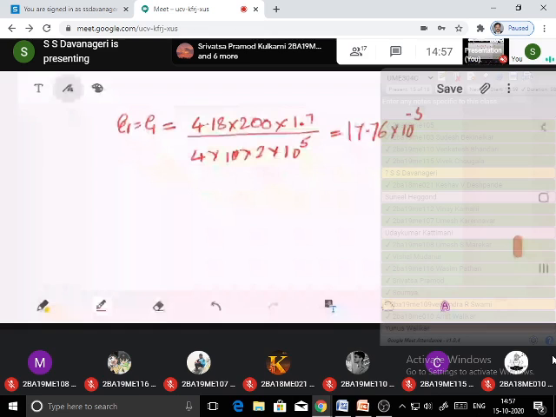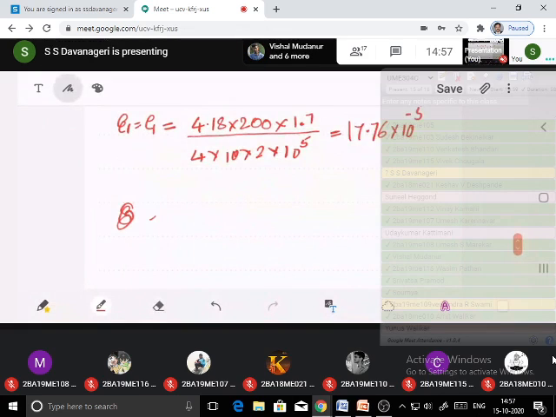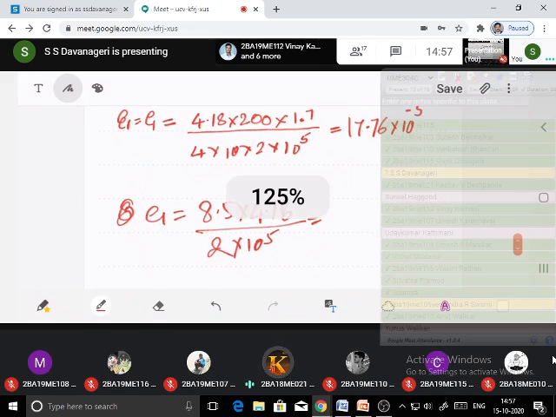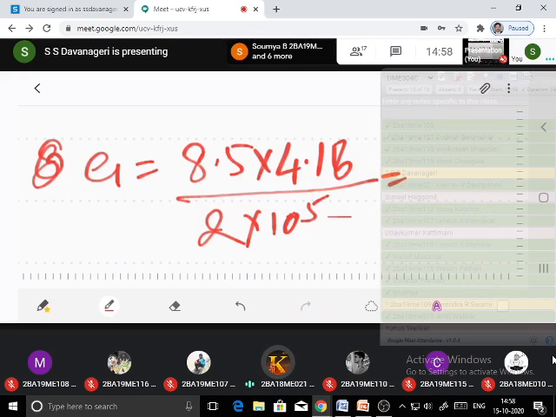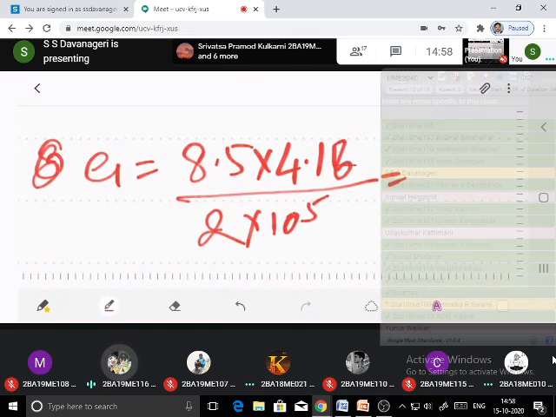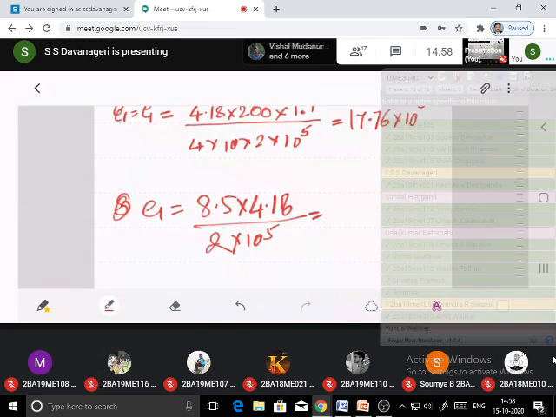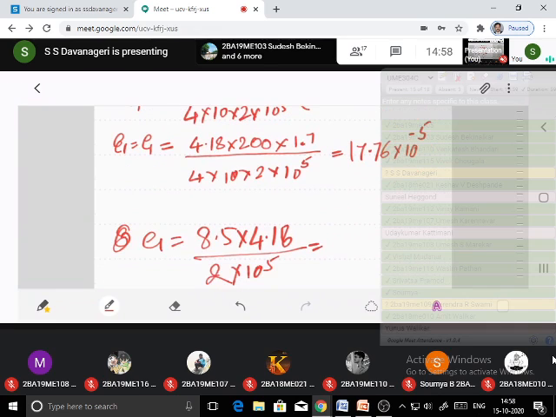Just take one value here, you calculate how much you are going to get. Epsilon 1 equals 8.5 into 4.18 divided by 2 into 10 to the power of 5. How much will you get? Calculate here. Sir, 17.7 into 10 to the power minus 5, sir. Same, sir. 17.76, same, sir. And if you multiply by 200, okay, sorry. Right. Now you got the strain here, right?